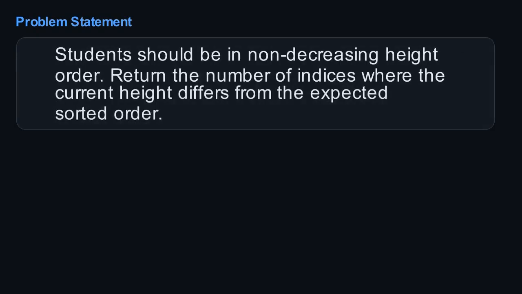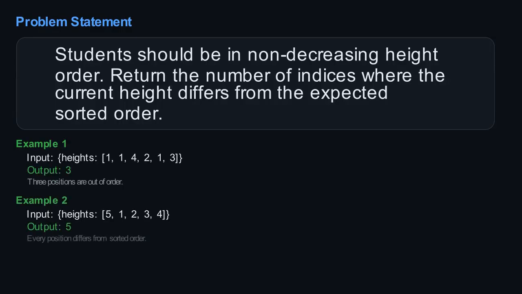Given an array of integers called heights, where heights[i] is the height of the ith student, we need to find the number of indices where heights[i] does not equal expected[i], if the students were arranged in non-decreasing order. Essentially, count the mismatches between the current array and its sorted version.